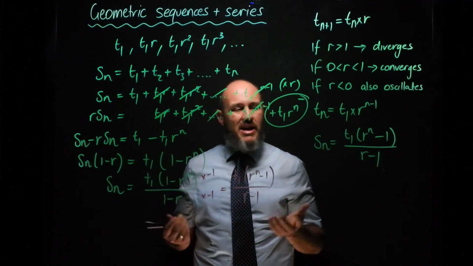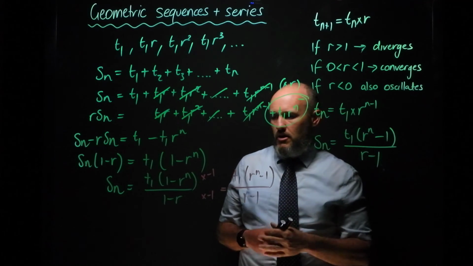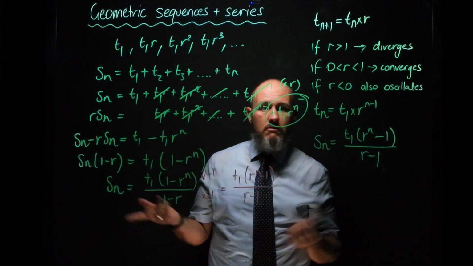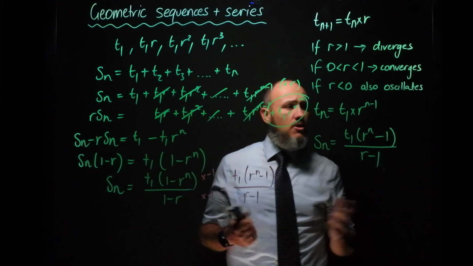If you want to avoid negatives, which is commonly a nice thing to do, if R is greater than 1, go with this guy. If R is less than 1, go with that guy, and you'll avoid negatives. Anyway, there's the sum of a geometric sequence. All the best.